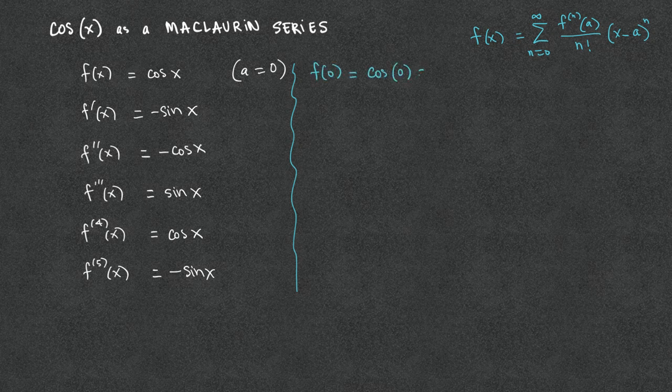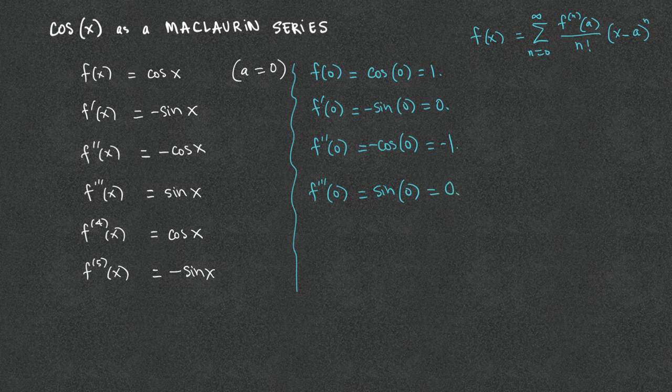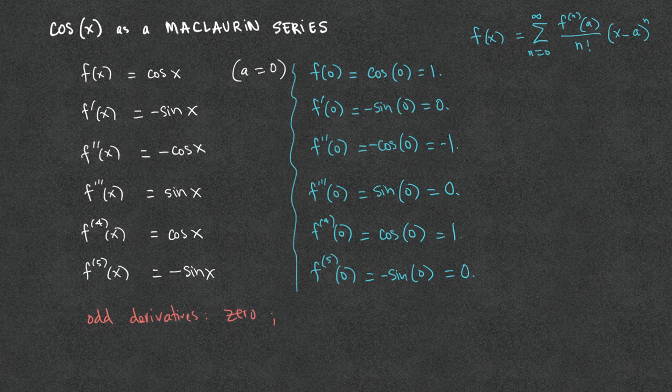f of 0 is cosine of 0, which is 1. f prime of 0 is negative sine of 0, which is 0. f double prime of 0 is negative cosine of 0, which is negative 1. f triple prime of 0 is sine of 0, which is 0, and the fourth derivative evaluated at x equal to 0 is 1, and the fifth derivative is 0. Observe that all the odd derivatives are 0, and the even derivatives are either 1 or negative 1, oscillating between 1 and negative 1.